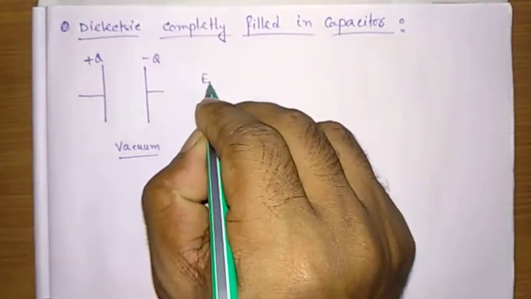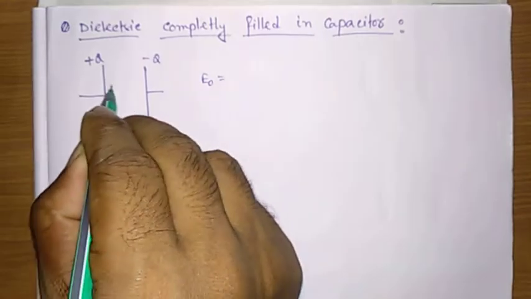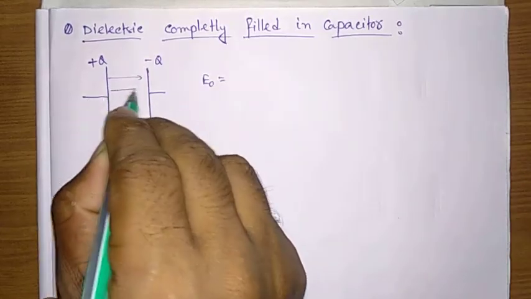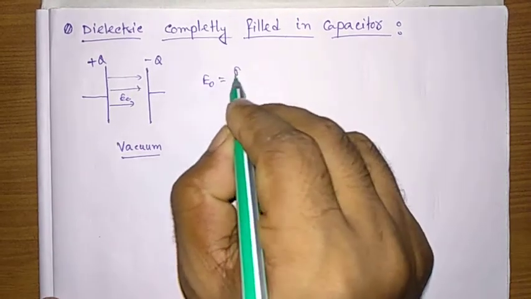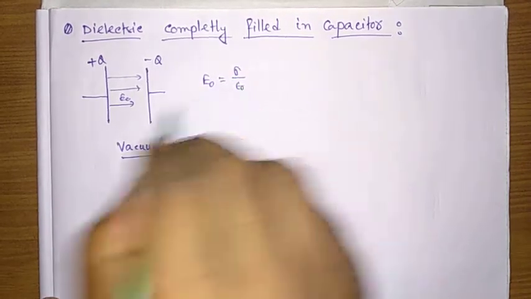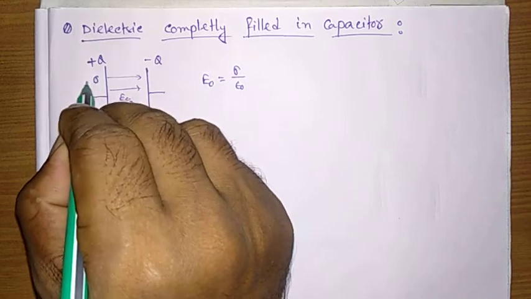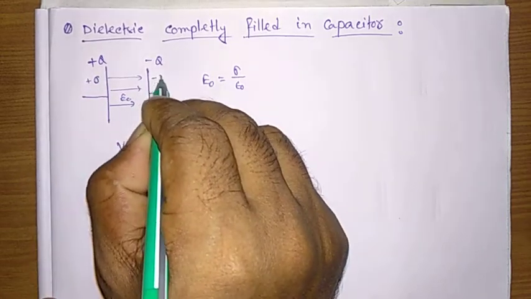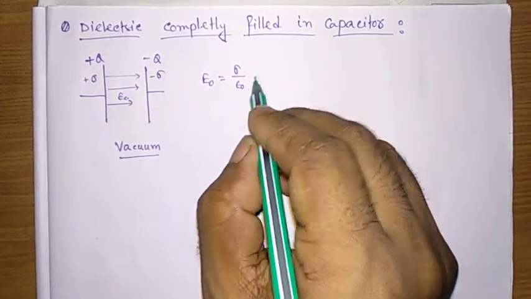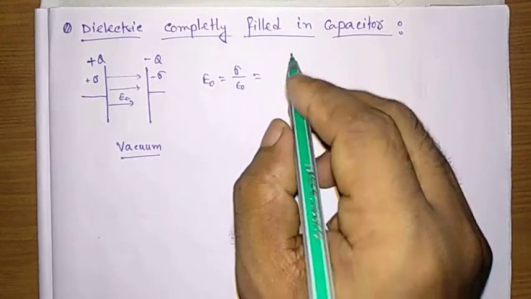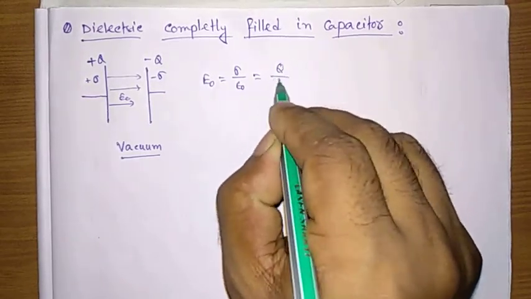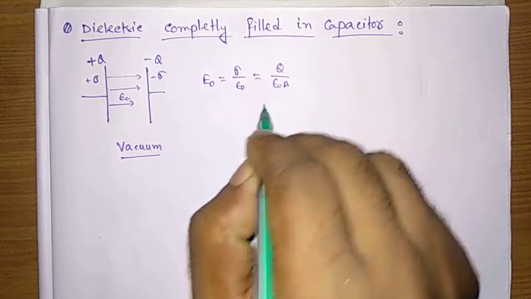So the field inside, E naught, is directed from positive to negative, and E naught is equal to sigma by epsilon naught. It is plus sigma on one plate and negative sigma on the other. Now we can write sigma is equal to Q by A, so E naught is Q by epsilon naught A.